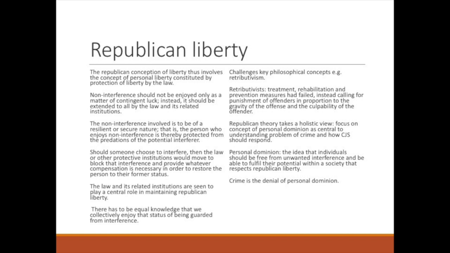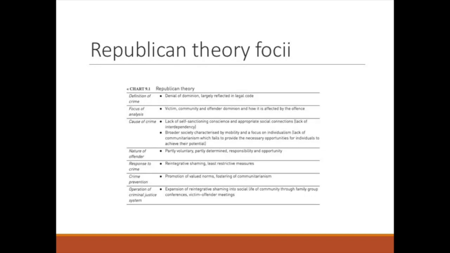Now, personal dominion basically is the idea that individuals should be free from unwanted interference in their liberty, right? And they should be able to fulfill their potential within a society that respects that idea of liberty. Crime is therefore the denial of personal dominion. Now, I'm not sure how clear this table is in the slideshow video, but have a look on your slides, because there's just a brief chart that I've taken out of that book chapter with a summary of some of the key focus points of Republican theory as it relates to criminal justice.